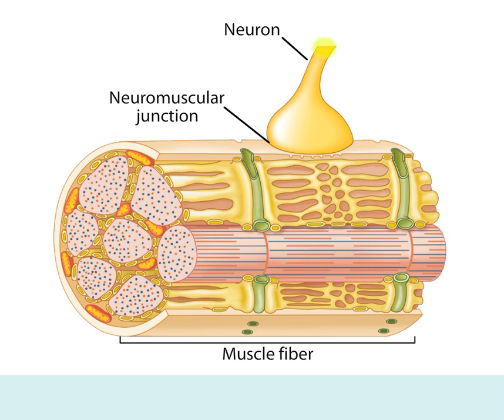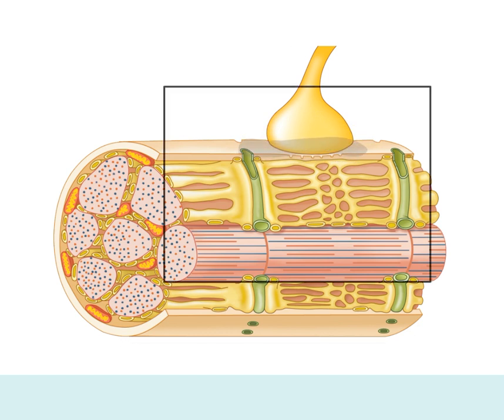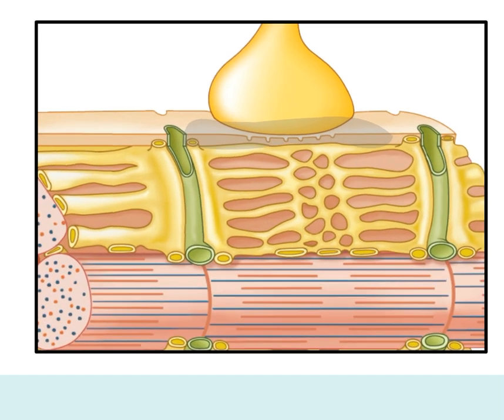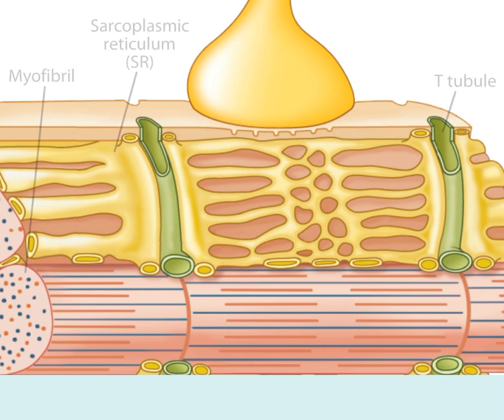Contraction is triggered when an action potential in a motor neuron reaches the neuromuscular junction, the junction between the neuron and the skeletal muscle. Depolarization of the axon terminal causes the release of the neurotransmitter acetylcholine into the synaptic cleft between the neuron and muscle. The neurotransmitters trigger the muscle fiber to fire an action potential of its own.